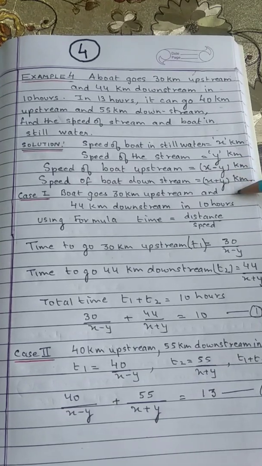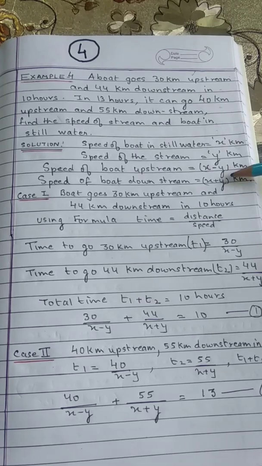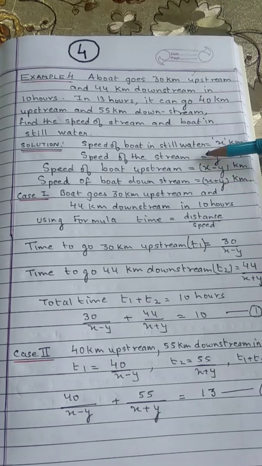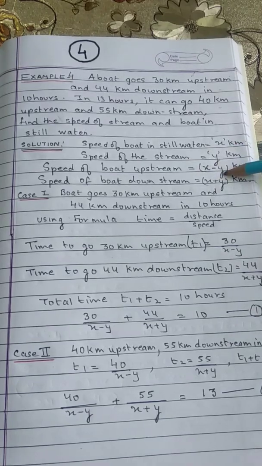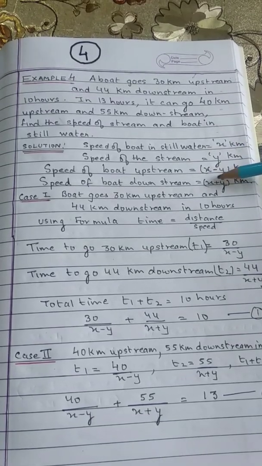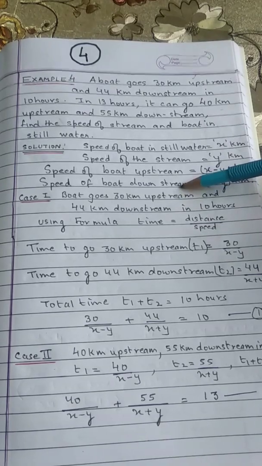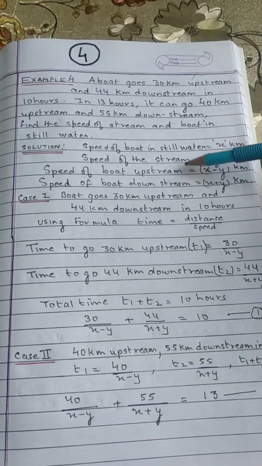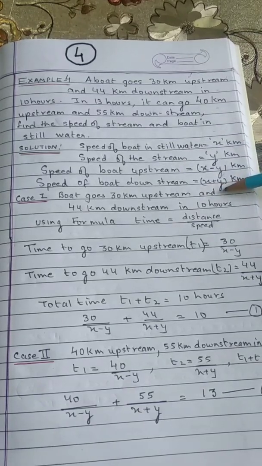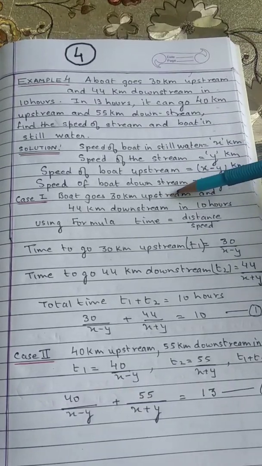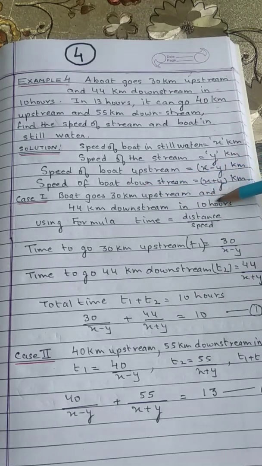Speed of the boat upstream, since when it goes upstream the stream is opposing the flow of motion, we take it x minus y. When it is going downstream, the speed of stream is also added with the speed of boat. So it becomes x plus y. The boat goes 30 kilometers upstream and 44 kilometers downstream in 10 hours.